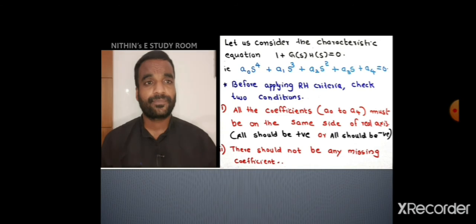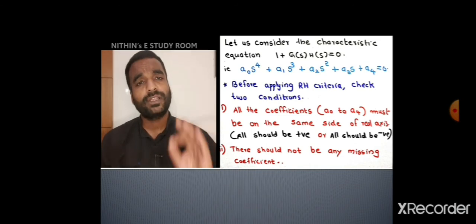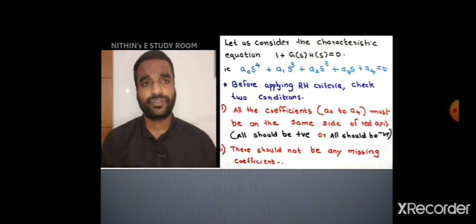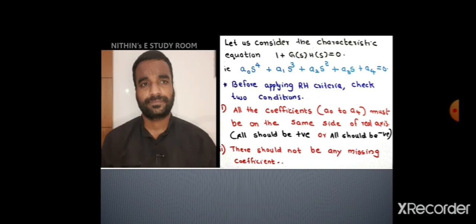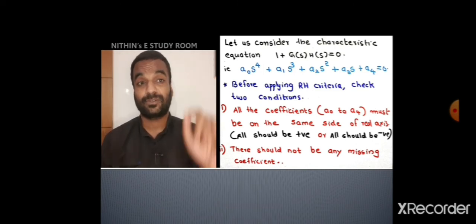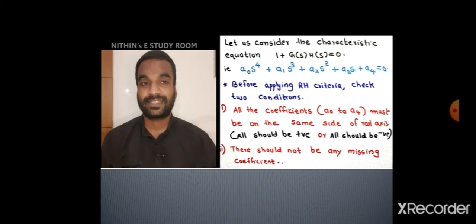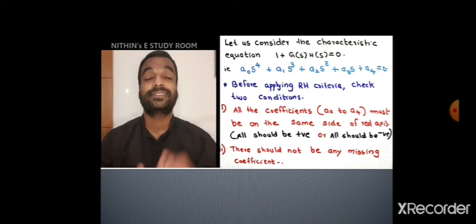First condition: all the coefficients in this equation, which are the coefficients A0, A1, A2, A3 and A4. A4 is also a coefficient because that term is s raised to 0. A3 s raised to 1 plus A4 s raised to 0. That is the concept. So all the coefficients should be of the same sign.